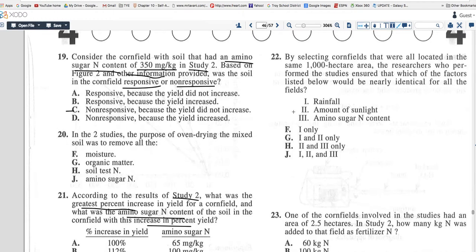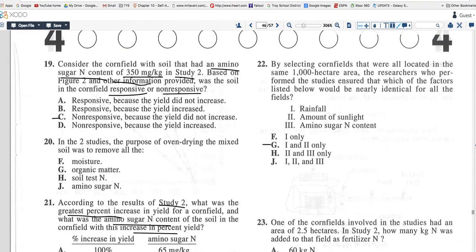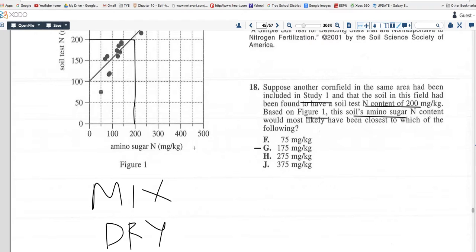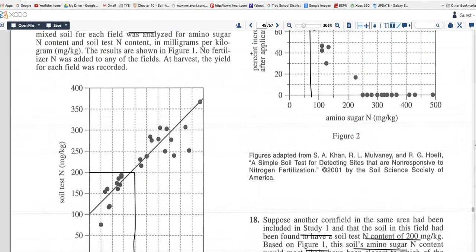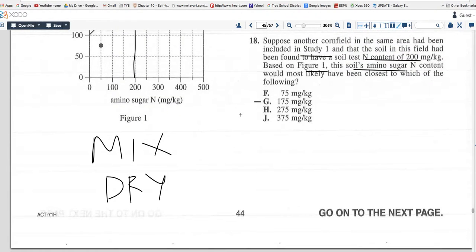So what is the right answer for this one? G. Yes, G. Yeah, not 2. But aren't they asking how you would keep it identical? What they're asking is, if I have plot X and plot Y, how did I make sure that I standardized my experiment? They need to have the same rainfall and sunlight, because both experiments are manipulating amino sugar N content. If both are manipulating amino sugar N content, everything else must stay the same. Oh, yeah, never mind. Does that make sense to everyone? Okay.